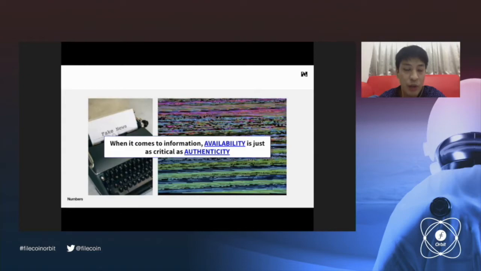Nowadays, we hear about authenticity of information. What isn't discussed because we take it for granted is information availability. When it comes to information, availability is just as important as authenticity. That is why Filecoin is so important and integrated into our project.